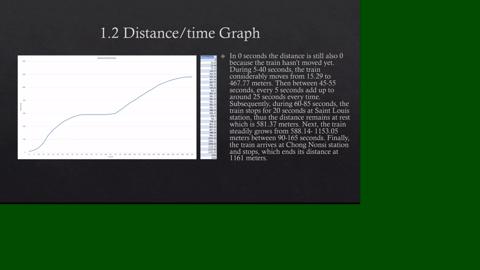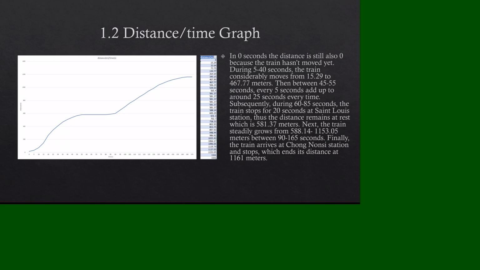Subsequently, during 60 to 85 seconds, the train stops for 20 seconds at St. Louis station. That is, the distance remained at rest, which is around 581 meters.